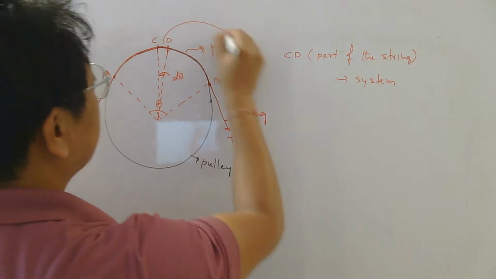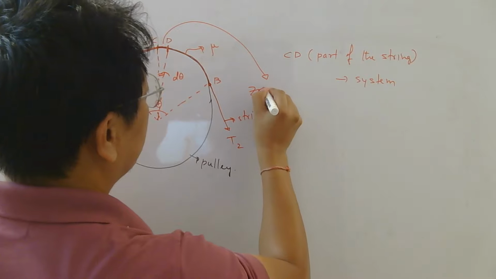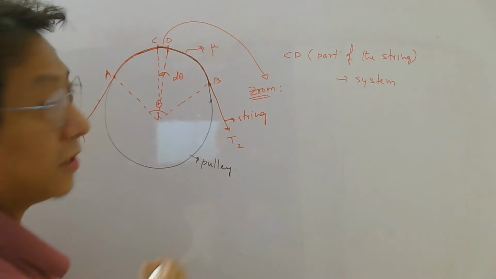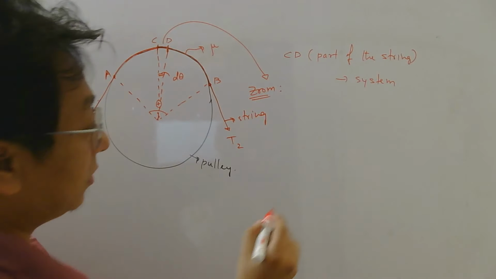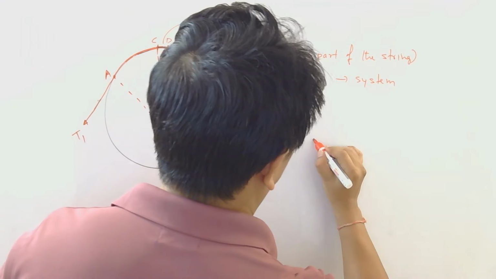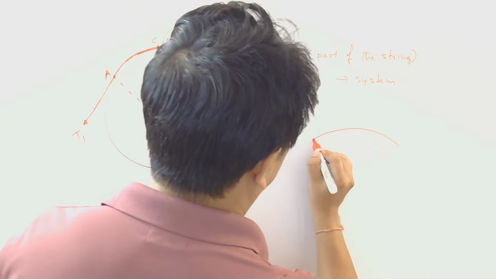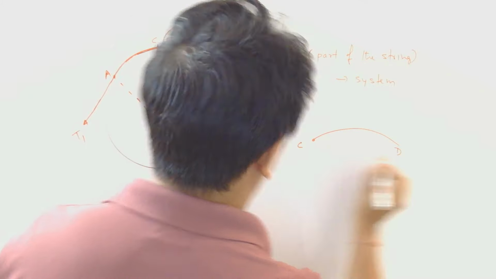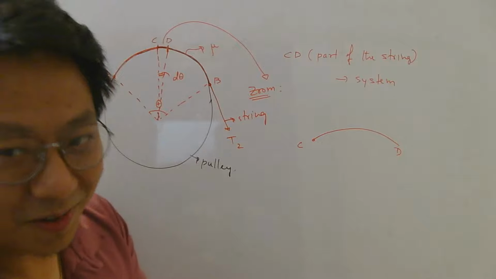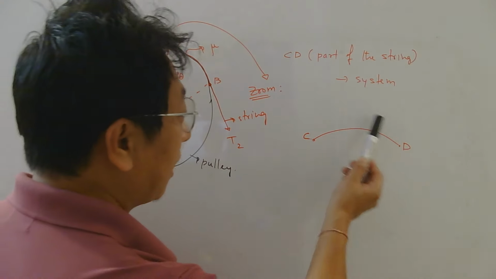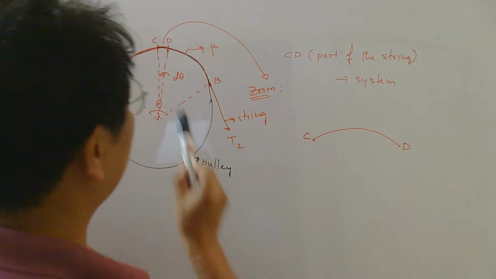Let me zoom into this part and show. Zoom for clarity, otherwise you will not get clarity. Though this CD part makes a very small angle, let me show a big part for clarity. So this is CD. Okay, I have zoomed it. This is a very small part actually, so be careful.